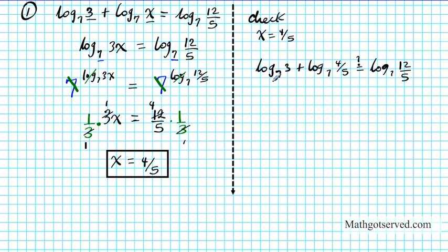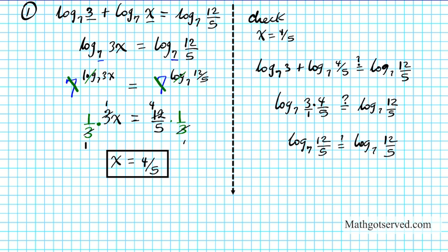Using the product property of logarithms, this becomes log base 7 of 3 times 4 over 5. Is it equal to log base 7 of 12 over 5? Then we'll just multiply the two fractions on the left side. We can express 3 as a fraction, 3 over 1. So we're going to have log base 7, but 3 times 4 is 12 over 5. Is log base 7 of 12 over 5 equal to log base 7 of 12 over 5? We have identical terms on both sides, so our answer checks out.